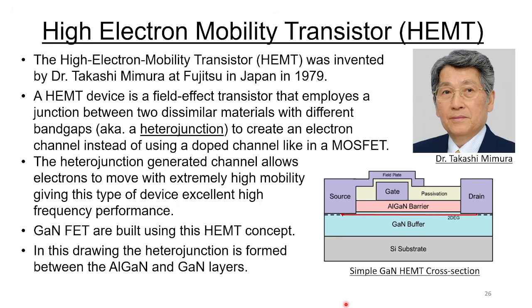This is done to create an electron channel instead of using a doped channel like in a normal MOSFET. Now the heterojunction generated channel allows electrons to move with extremely high mobility, giving this type of device excellent frequency performance. Gallium nitride FETs are built using this HEMT concept. Now in the drawing to the right here, the heterojunction is formed between the aluminum gallium nitride layer and the gallium nitride buffer layer. So it's in this region right here shown with this red line.